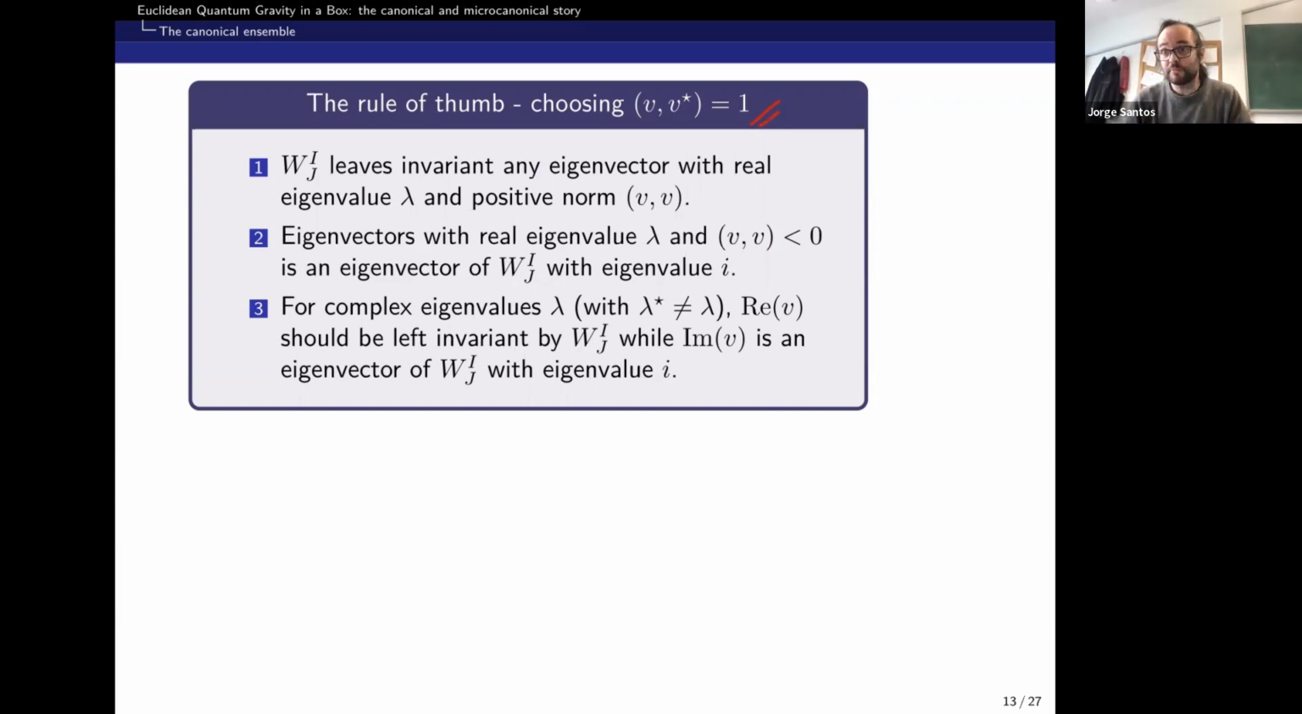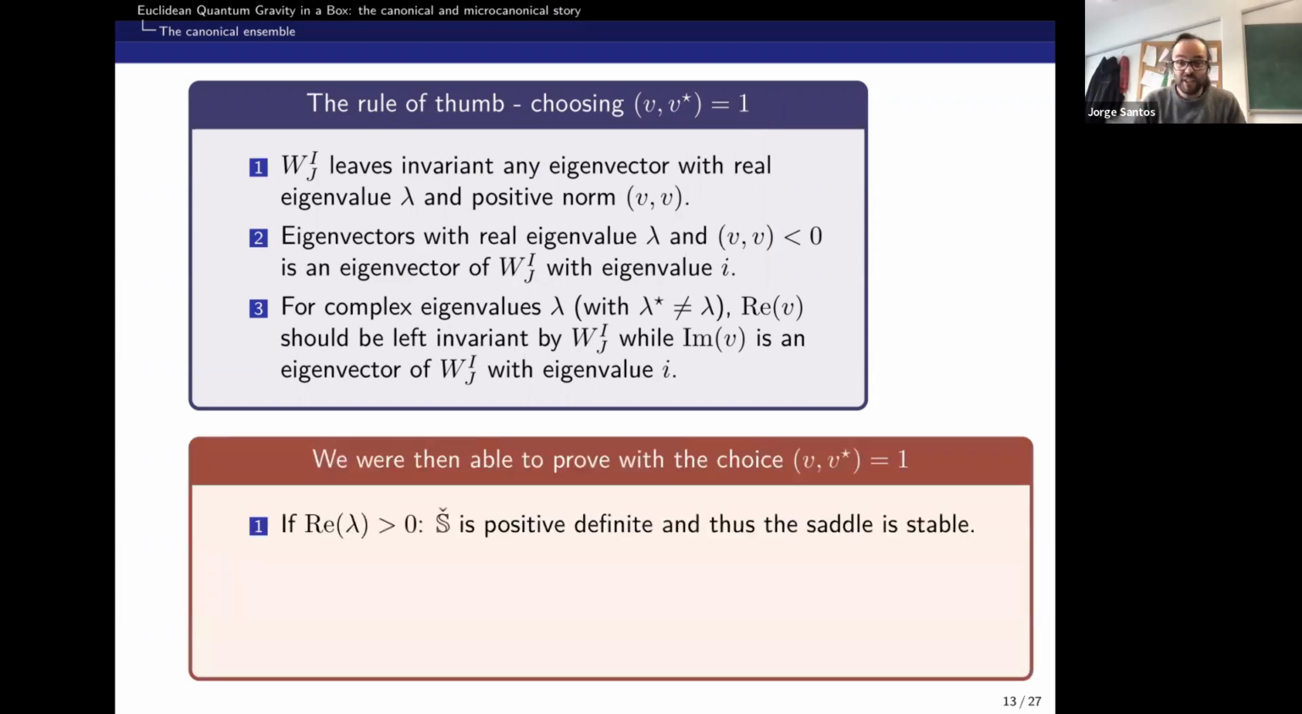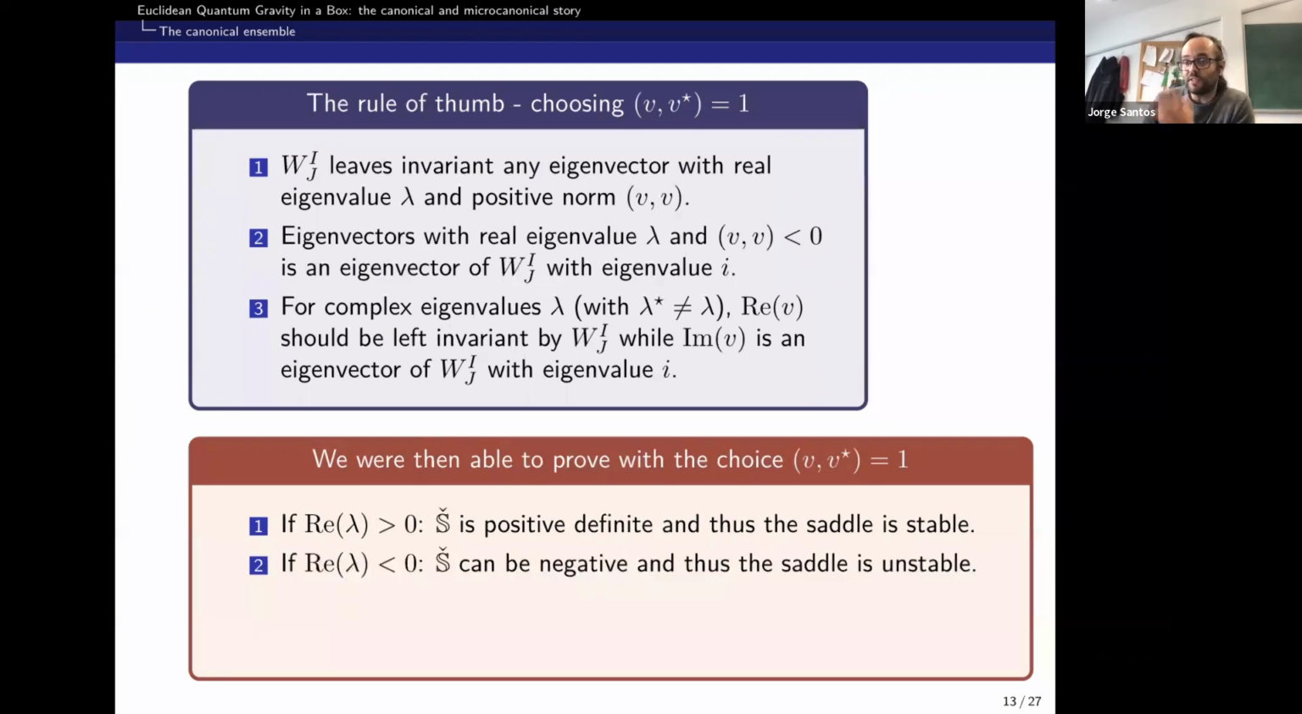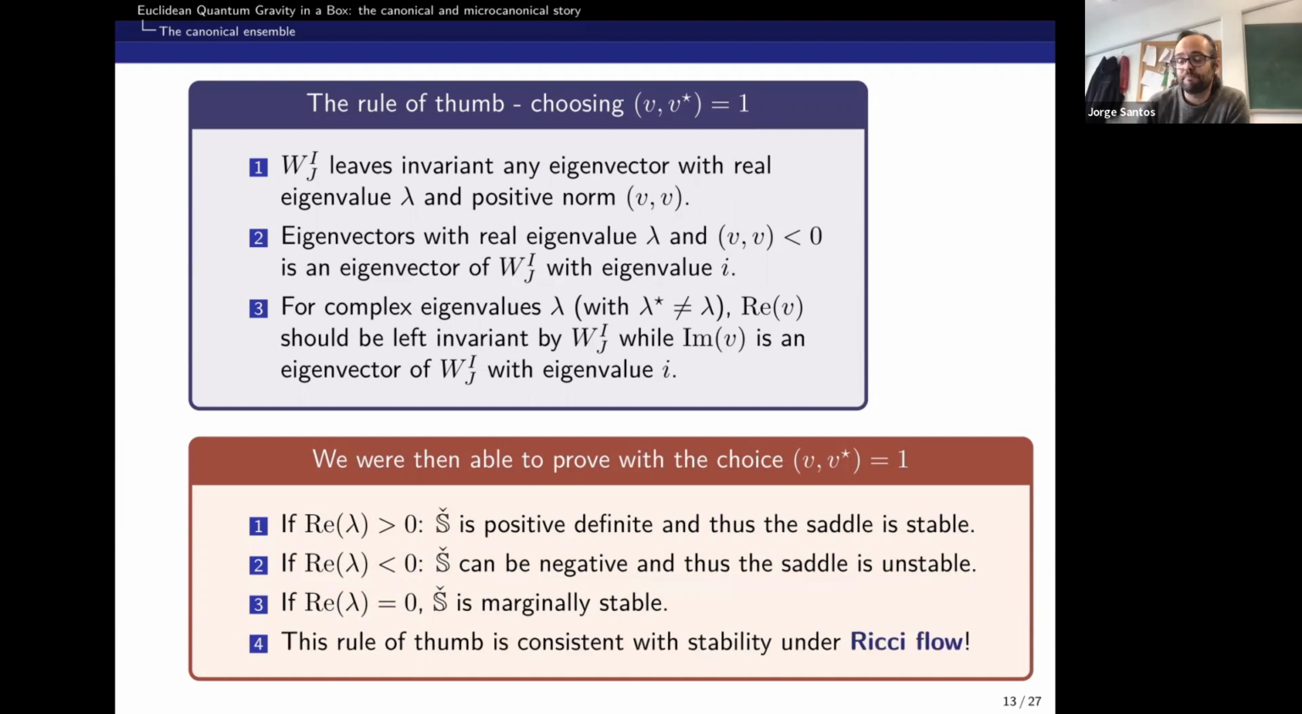With this rule of thumb, which we cooked up, that's why we call it a rule of thumb, what can you prove? Well, if all the real parts of the lambdas are positive, then we can prove that this quadratic form is positive. It's stable. If at least one is negative, we can prove that the saddle is unstable. There's the case of marginally stable. And what's most beautiful about this, if you follow a little bit of the literature, is that this rule of thumb is completely consistent with stability under Ricci flow. If you don't know what this is, it's not going to help you, but it is consistent with stability of Ricci flow.